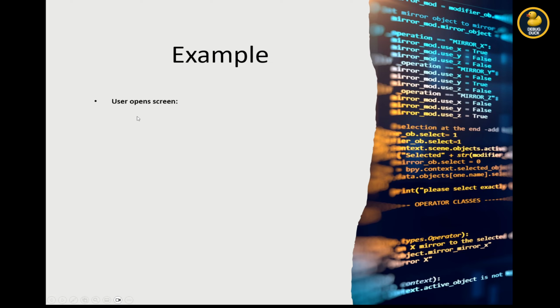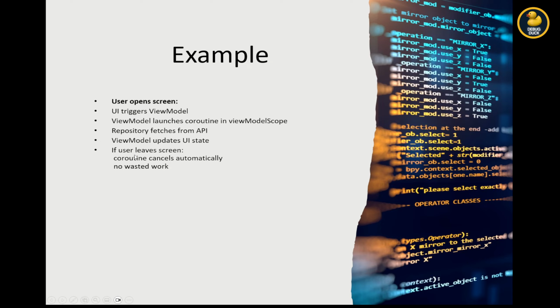Example: the user opens a screen, the user interface triggers the ViewModel, and the ViewModel launches a coroutine in viewModelScope. Then the repository fetches from the API, then the ViewModel updates the UI state. If the user leaves the screen, the coroutine cancels automatically, so no wasted work.